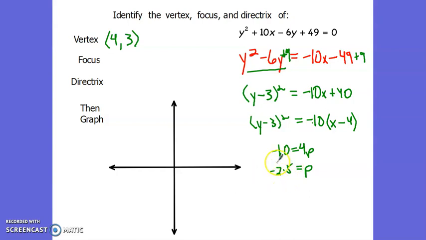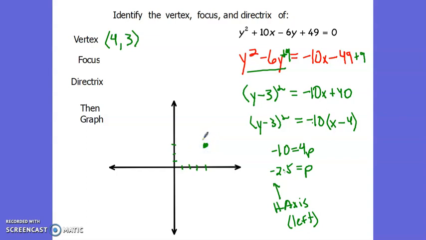Since our p-value is negative, we know we're going to be traveling, again, y squared, left and right. Negative takes me left, so it's a horizontal axis, and we're going to go to the left. Just good notes to make down there. So from 4, 3, I'm going to travel 1, 2, 3, 4, and up 1, 2, 3 units. And at 4, 3, we're going to put our vertex.